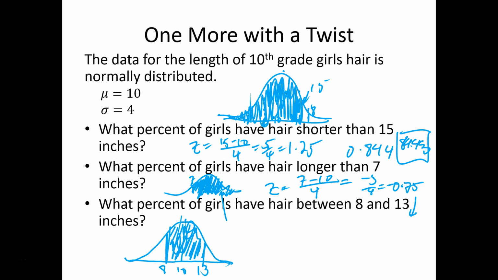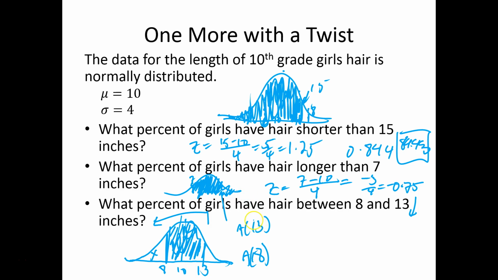So let's figure out how we can do that. All the chart tells me is areas to the left. Well, I argue if I can find the area at 13 and the area at 8, I should be able to find that area in between. Because 8 is going to give me everything over here, and 13 is going to give me everything all together. So if I find the 13 and then subtract the 8 off, that should work just fine.